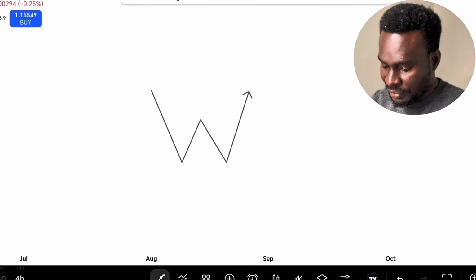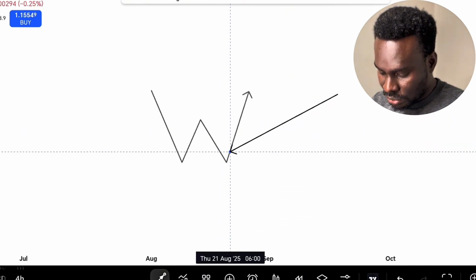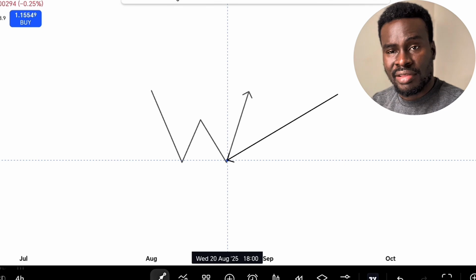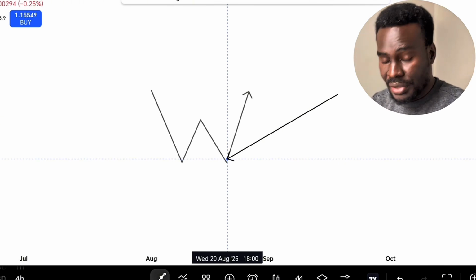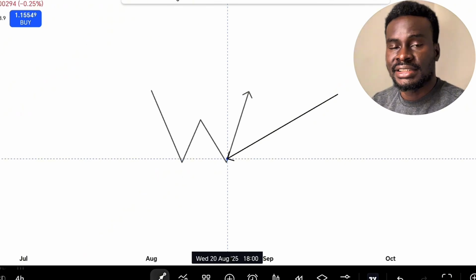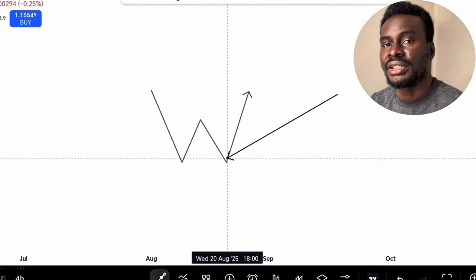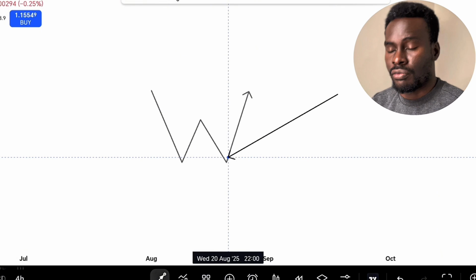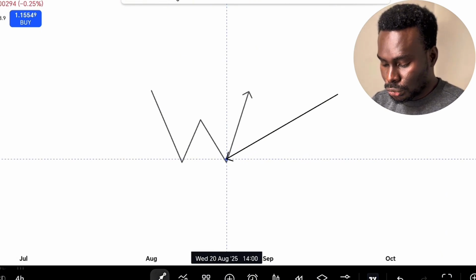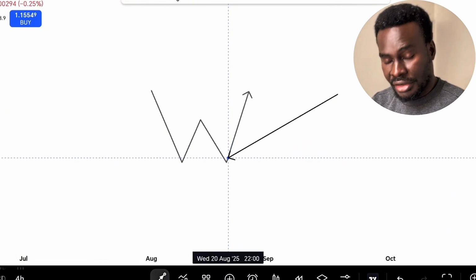So this area right here, this second bottom right here, has just showed that there is bearish exhaustion and the sellers are about being done, and the bullish traders are gaining more and more momentum. So once this happens, you should be thinking of a reversal trade.